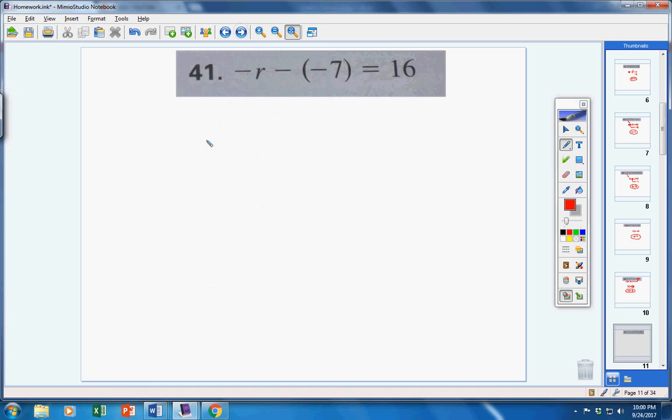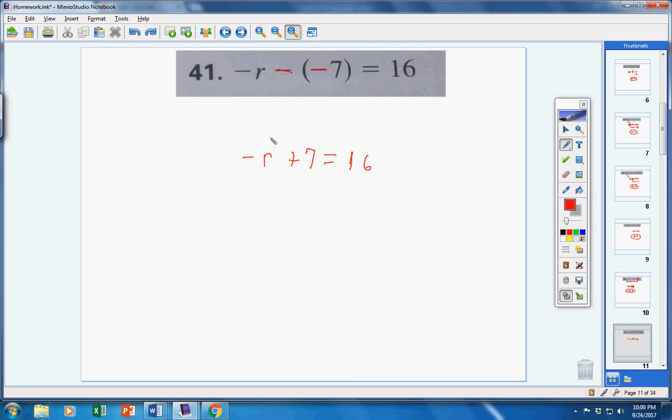Number 41. Let's simplify both sides. Obviously the 16 cannot be simplified. However, over here I have a negative 7. That means the 7 is positive. And then bring down my negative r. Students, I cannot simplify this side here any further because they are unlike terms. So, simplifying both sides is completed.